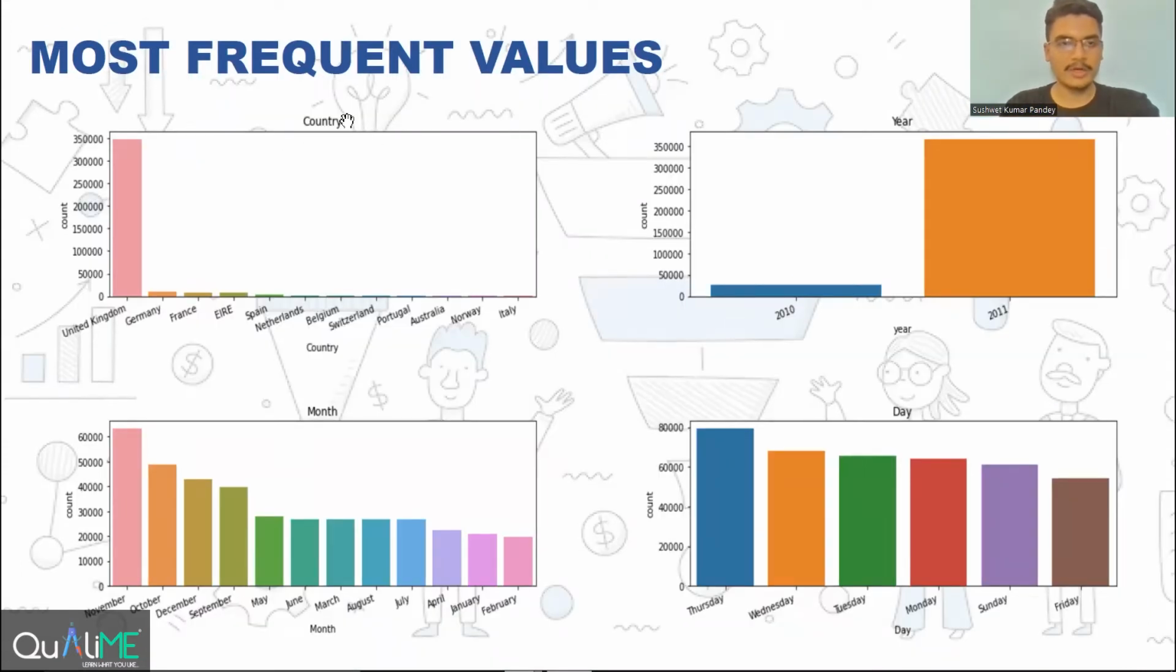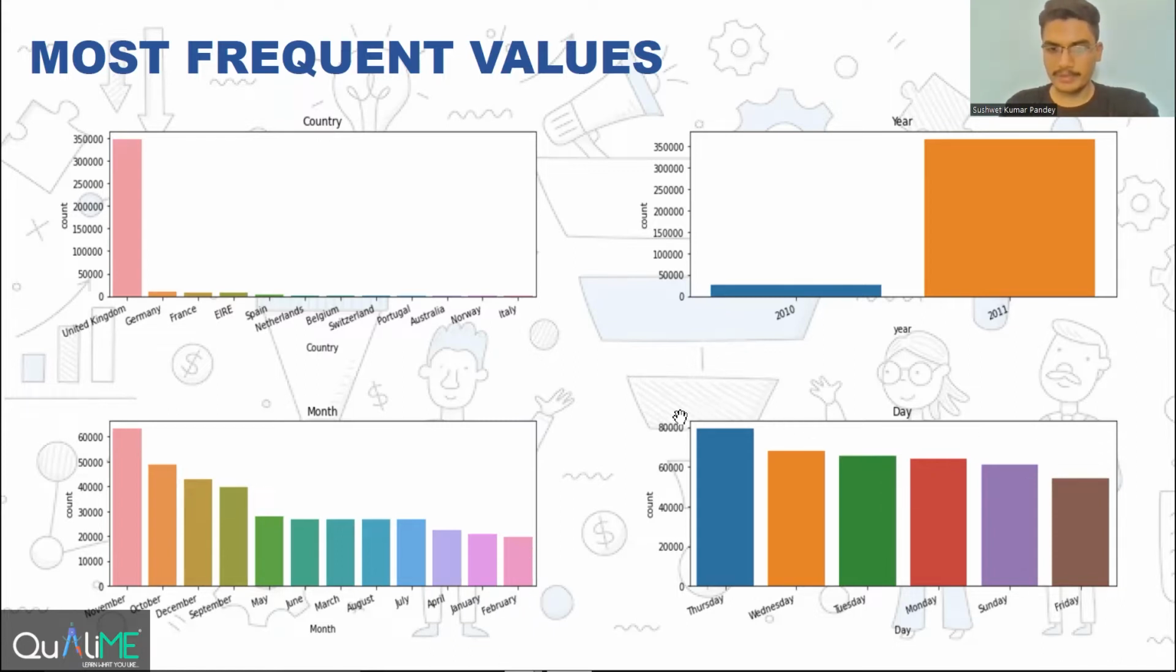These are the top countries on the basis of frequency. So most of the transactions are made from UK, United Kingdom. Most of the transactions are made in the year 2011. Some are also from 2010. And most of the orders are placed in the month of November, followed by October. The least number of orders are placed in the months of January and February.